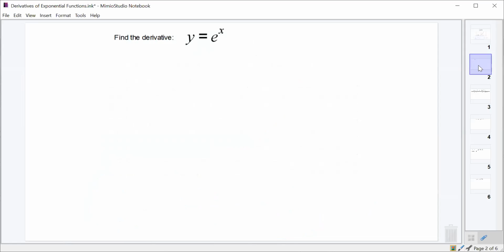So now what we want to do is see if we can find the derivative of e to the x. How are we going to find this derivative? Any thoughts?